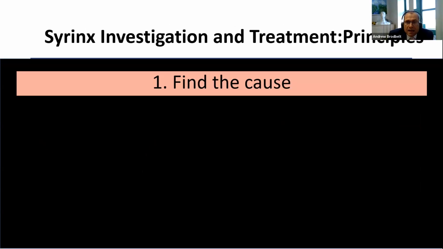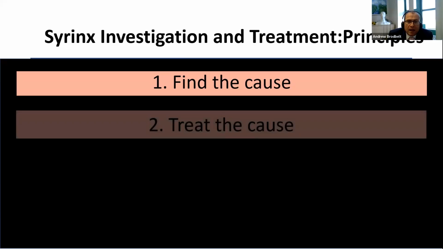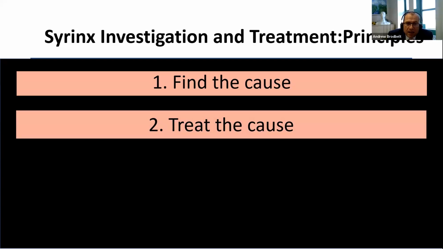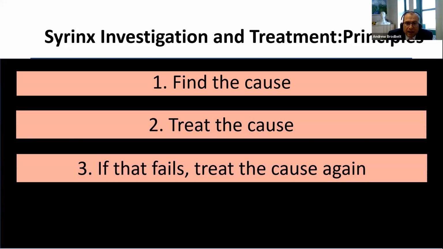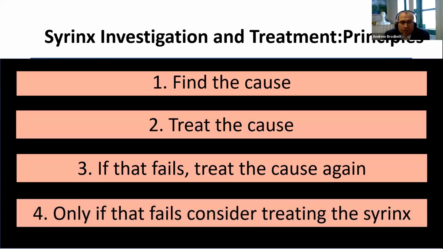So for me, the underlying principles of investigation and treatment, if you have a syrinx in an adult, is one, find the cause, and we should be aiming to treat the cause. And if that doesn't work, treat it again. And I think, again, agreeing with Dominic, only if that fails, you should be considering a syrinx shunt.